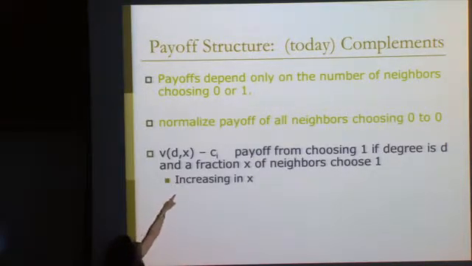Now, importantly, and this is where the complementarities come into play, we're going to assume it's increasing in X. I may or may not tell you what happens when it's decreasing in X tomorrow. It depends on time. So we're going to assume that the more other agents choose the action 1, the more of a benefit I myself get from choosing the action 1.